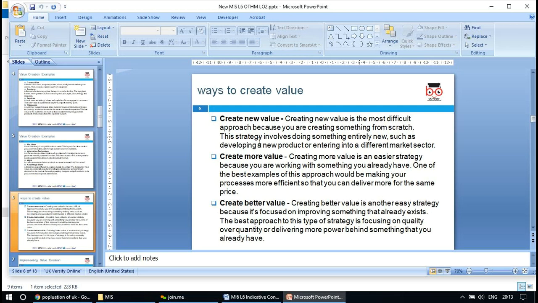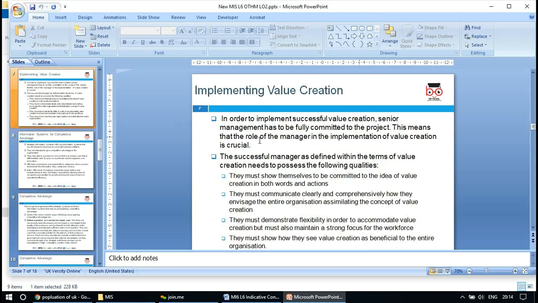So these are basically the ways you want to focus on, which type of value you want to create. Make sense? Okay. If you want to implement a value creation strategy, then the senior management has to be fully committed to the project. This means that the role of the manager in the implementation of value creation is crucial. So how can you implement it?